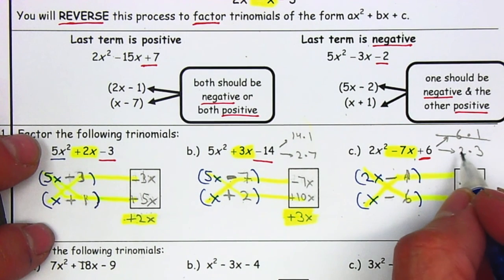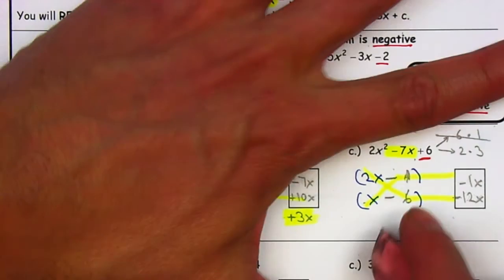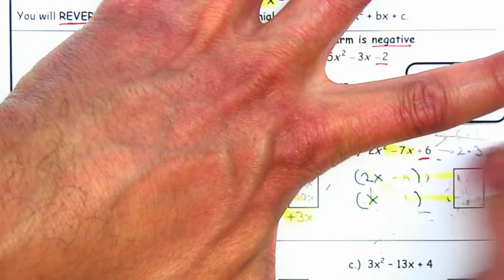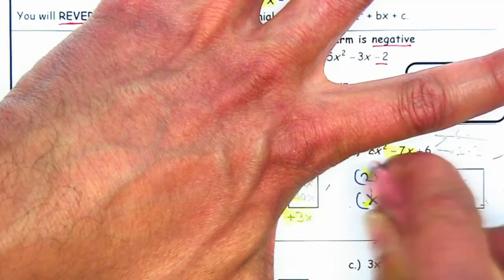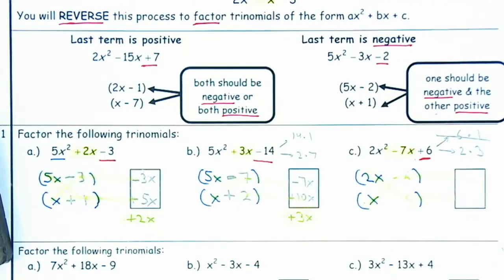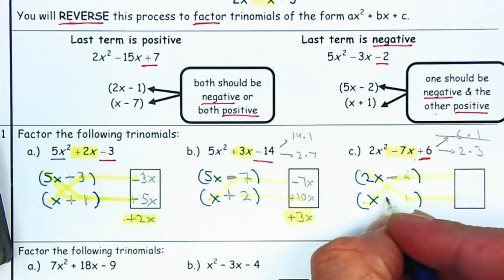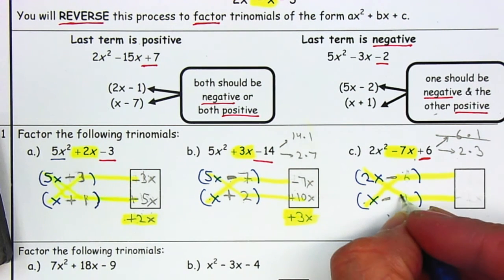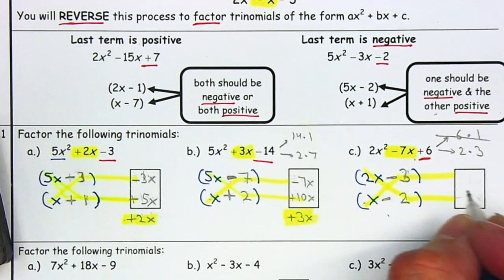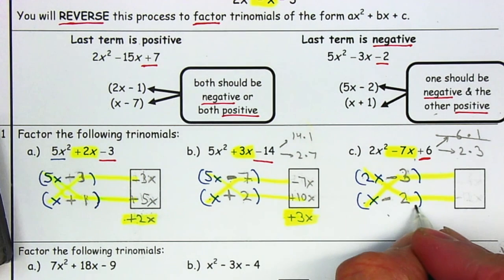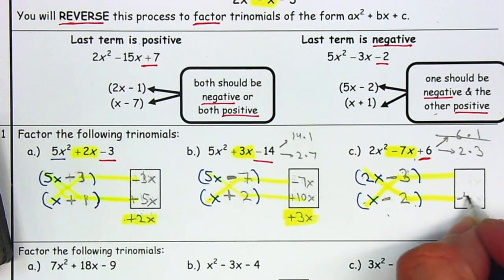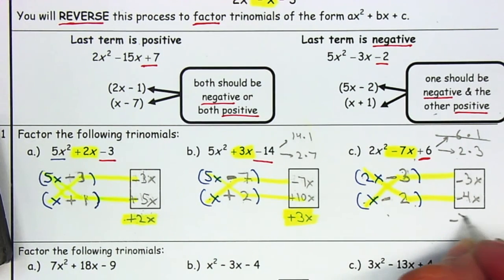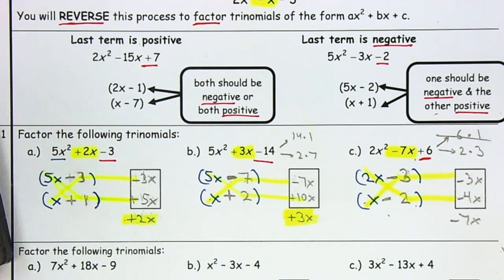I'm going to try 2 and 3. Let me erase it. So because you have a big eraser handy for this lesson. So I have a negative on both. Let me use my 2 here and my 3 here. So that gives me negative 4x, and that gives me negative 3x. If I add them, it gives me negative 7x. Does that work? Yes.